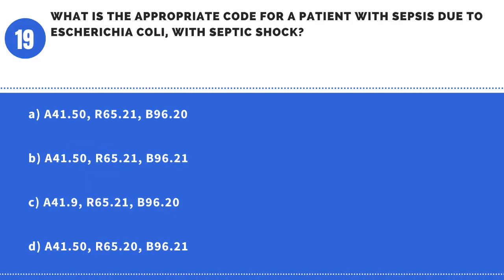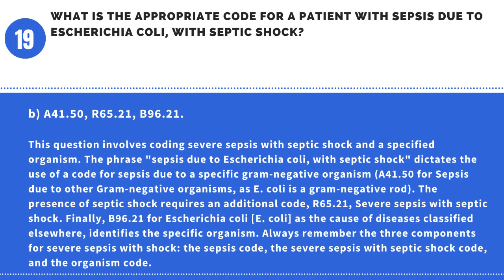Question 19. What is the appropriate code for a patient with sepsis due to Escherichia coli with septic shock? A. A41.50, R65.21, B96.20. B. A41.50, R65.21, B96.21. C. A41.09, R65.21, B96.20. D. A41.50, R65.20, B96.21. Answer B. A41.50, R65.21, B96.21.